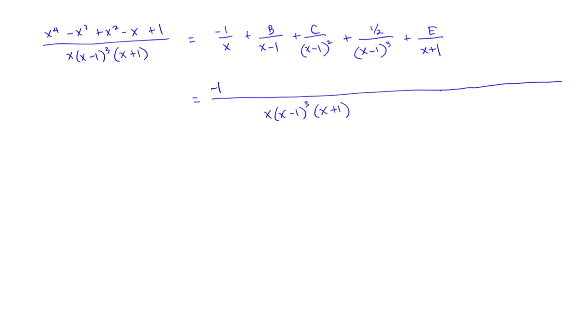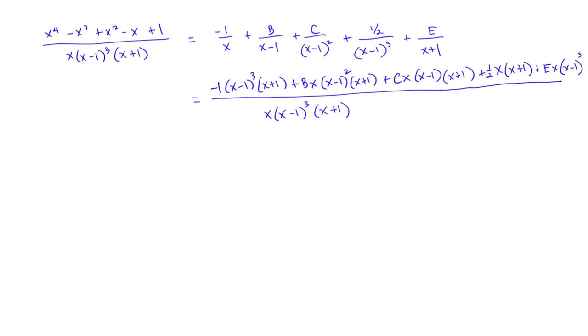For -1, the missing factor is (x minus 1) cubed, (x plus 1). With b, the missing factor is x, 2 factors of (x minus 1), and 1 factor of (x plus 1). For c, it is missing the factor x, 1 factor of (x minus 1), and a factor of (x plus 1). For 1/2, it is missing the factors x and (x plus 1). And for e, it is missing the factors x and (x minus 1) cubed.